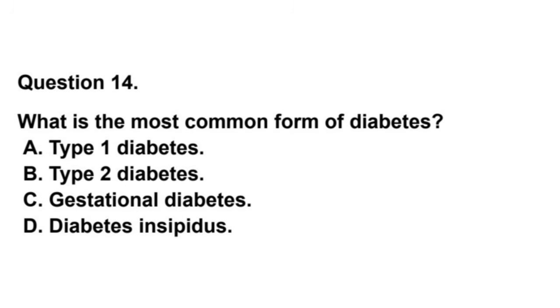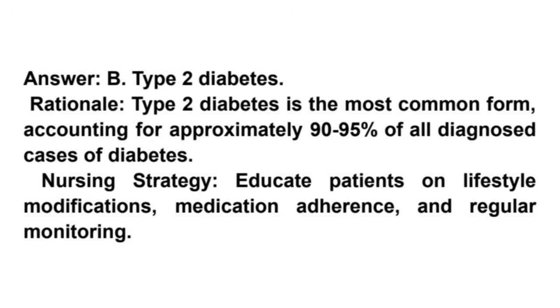Question 14. What is the most common form of diabetes? A. Type 1 diabetes, B. Type 2 diabetes, C. Gestational diabetes, or D. Diabetes insipidus? Answer B. Type 2 diabetes.